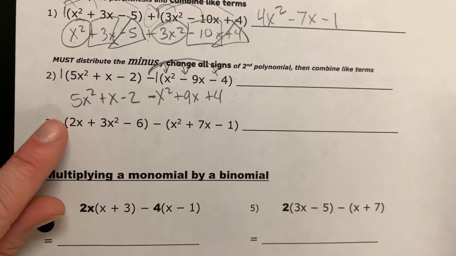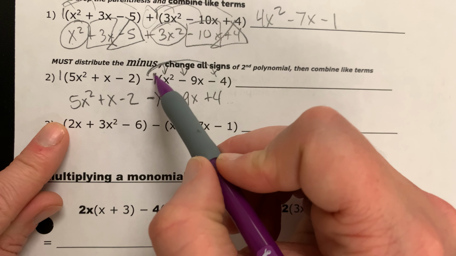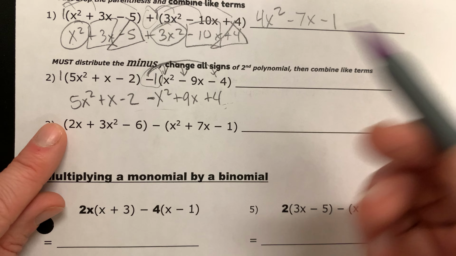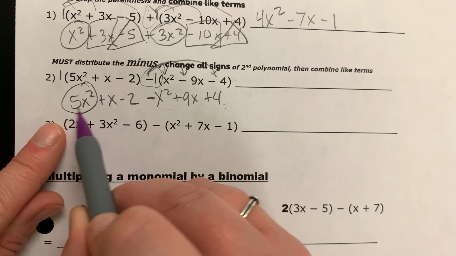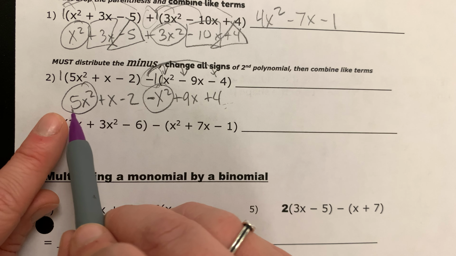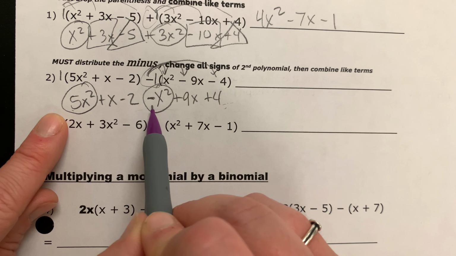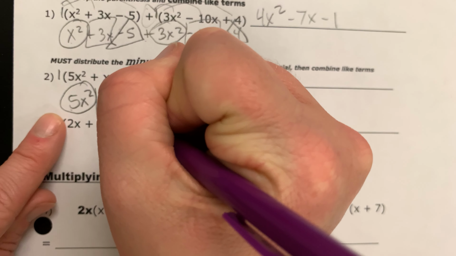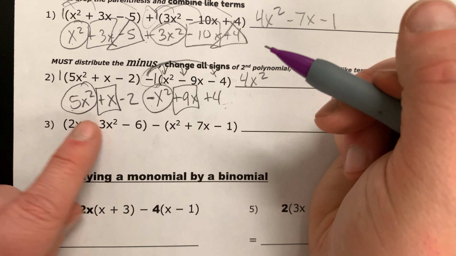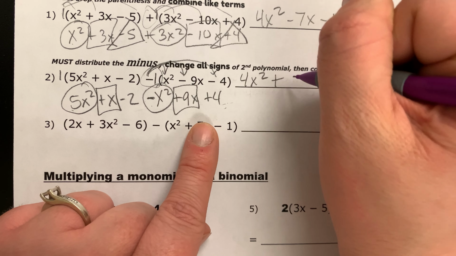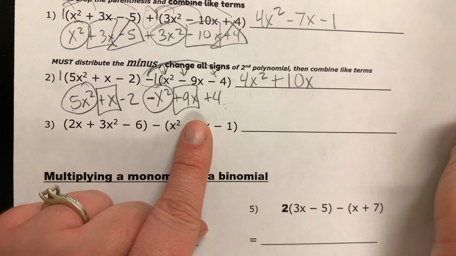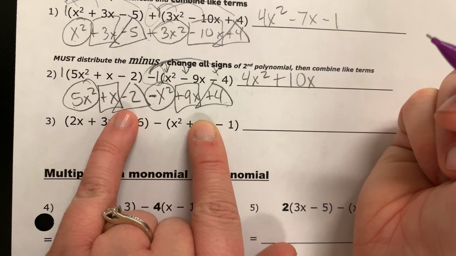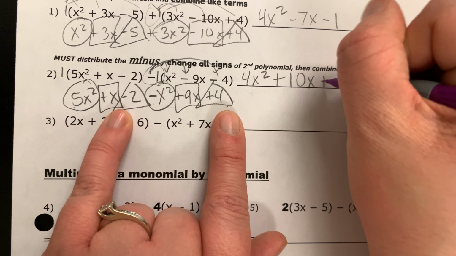All right, now I can combine what's alike. So remember, if there's a negative in between, I've got to change all the signs behind it. All right, so now I have an x squared here, and an x squared there. So that's 5x squared minus 1x squared is 4x squared. Then I have an x and an x. 1 plus 9 is positive 10x. And then I also have negative 2 plus 4. Negative 2 plus 4 is a positive 2.